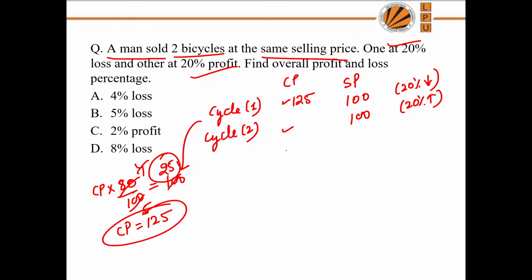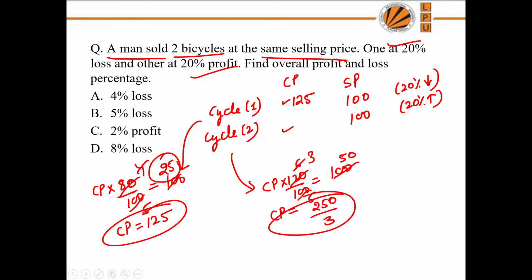Now let's come to second one. CP multiplied by 120 by 100 will give you 100. So from here CP for the second one would be 5 by 6 times 100, so it is 250 by 3. So CP for this article is 250 by 3.